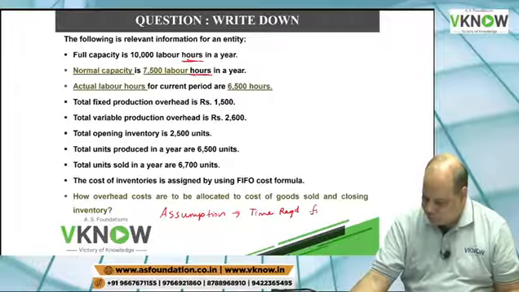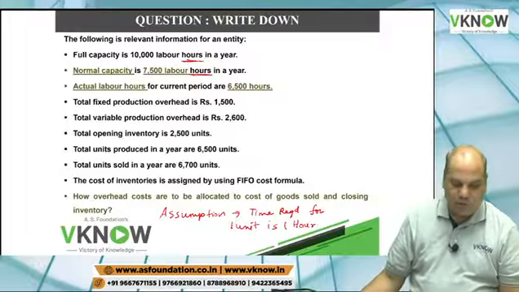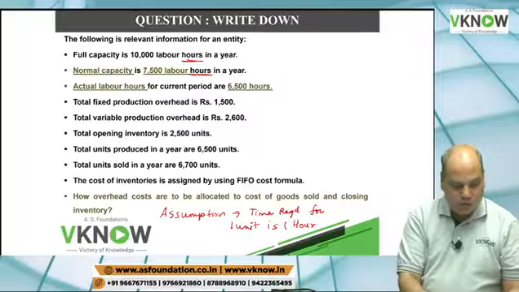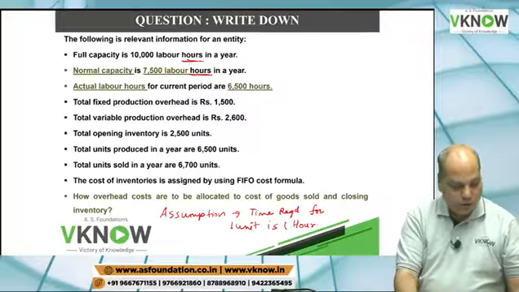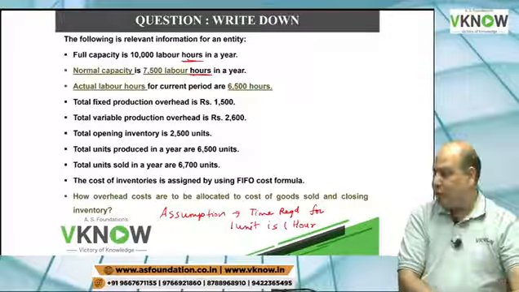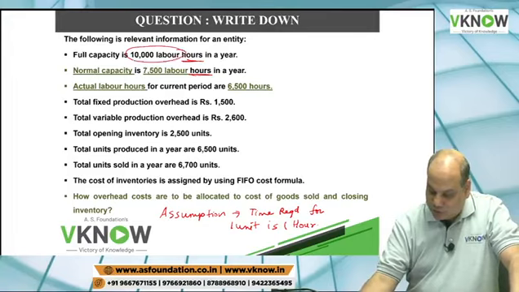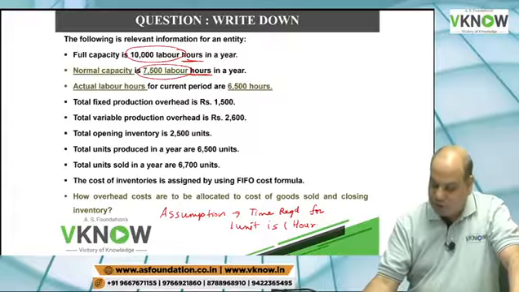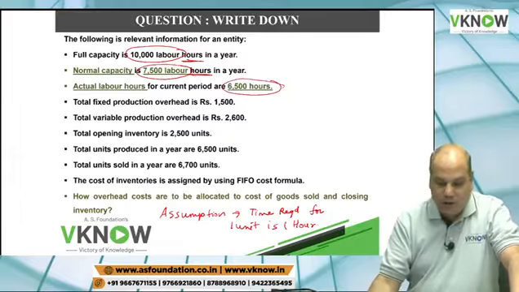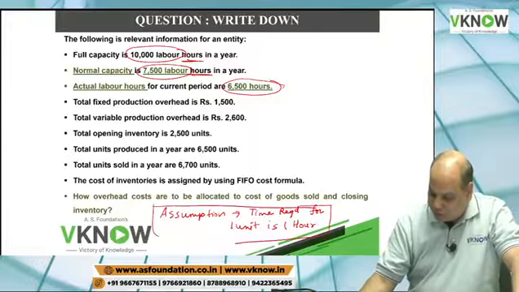Time required for one unit is 1 hour. Write that, and then your doubt will be resolved. If time required for one unit is 1 hour, which means there is 10,000 units full capacity, 7,500 normal capacity, and 6,500 actual capacity. So please write down this assumption at the end of the answer.